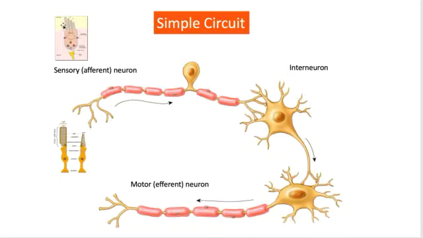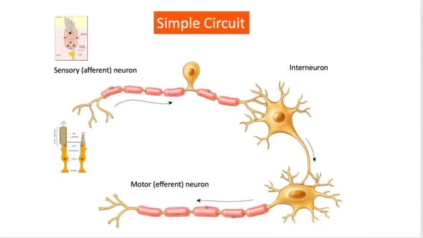So first of all, the circuit is going in this direction. And it begins over here with receptor cells. So all sorts of receptor cells in and on our body. Some of those receptor cells are picking up signals from the outside. Some of those receptor cells are picking up signals from the inside. And we call them sensory cells. And the sensory cells then will communicate with sensory neurons.